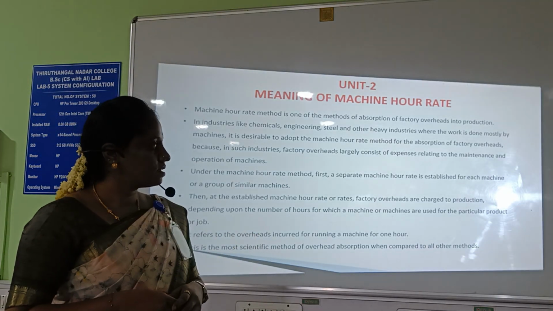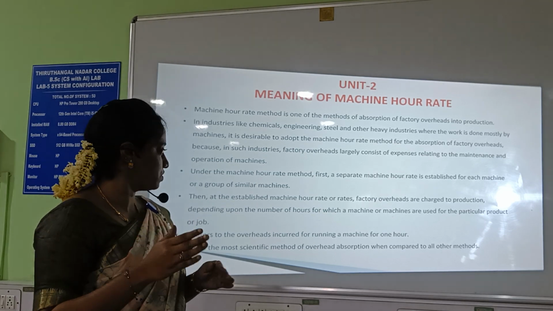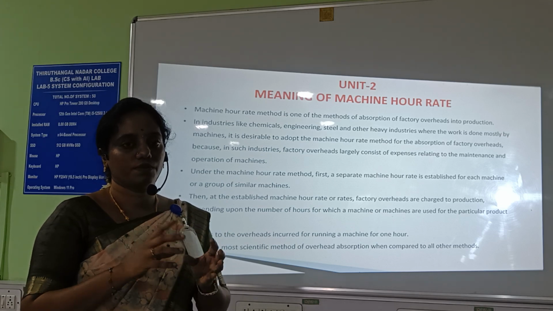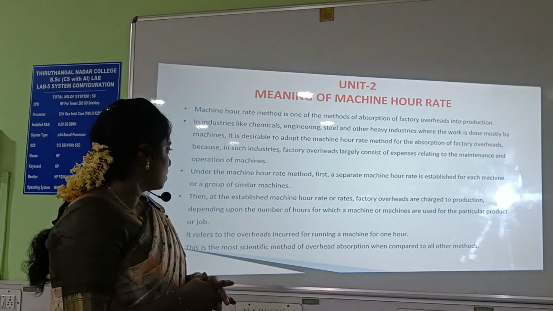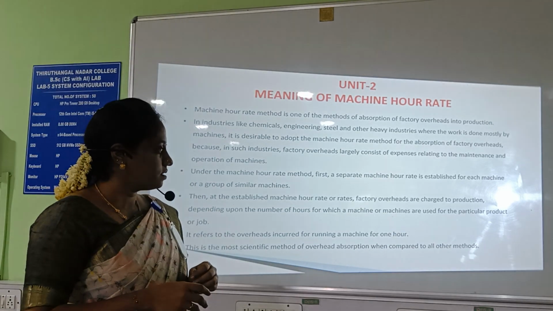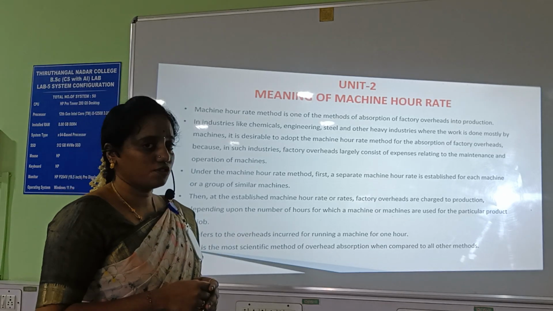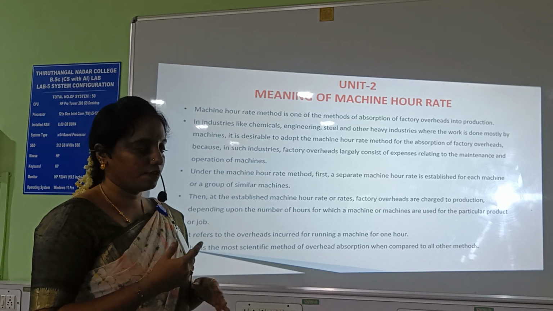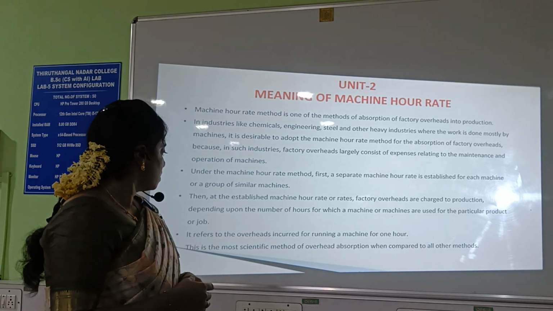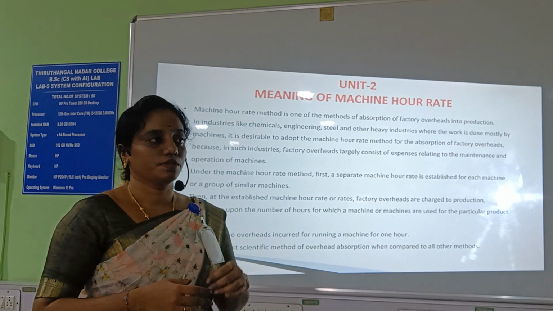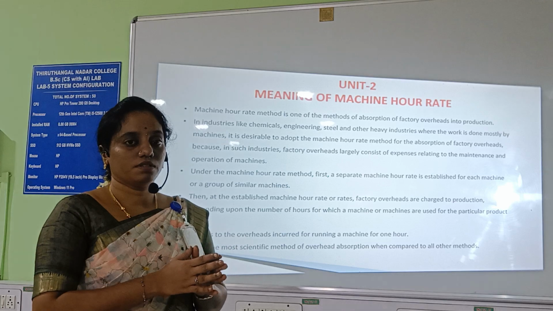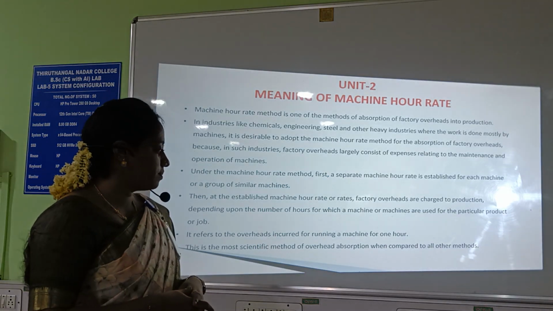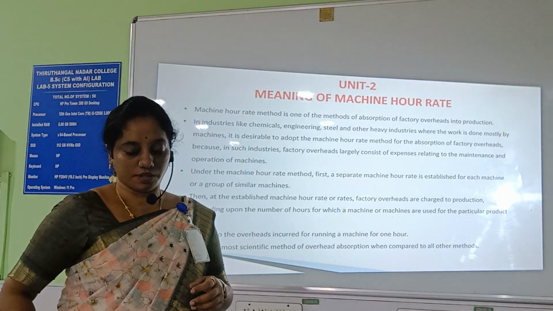Under the machine hour rate method, first a separate machine hour rate is established for each machine or a group of similar machines. So for n number of machines, we have to determine the machine hour rate. Then at the established machine hour rate, factory overheads are charged to production depending upon the number of hours for which a machine or machines are used for the particular production of a product. It refers to the overheads incurred for running a machine for an hour. So how long a machine is running, in that we have to take the hourly rate. This is the most scientific method of overhead absorption when compared to all other methods.